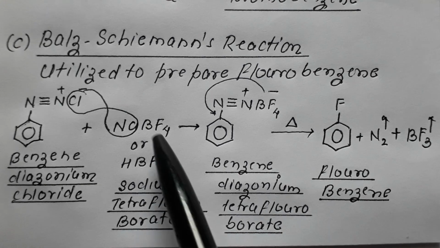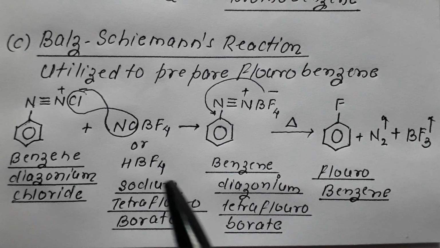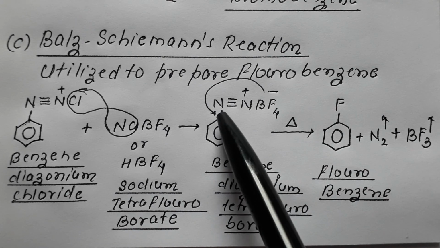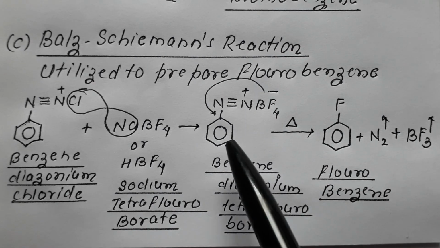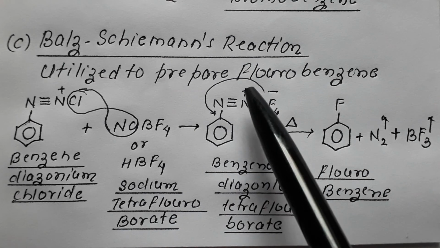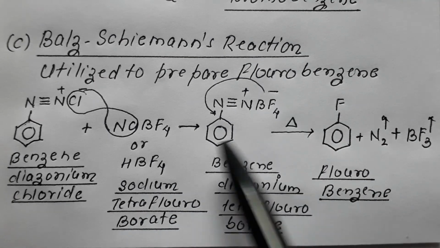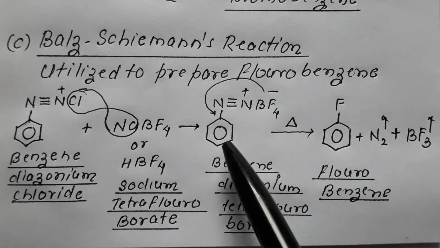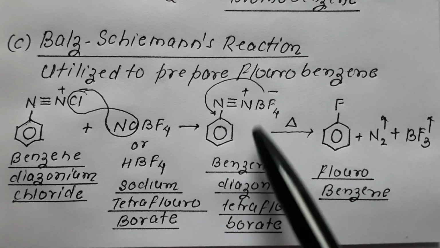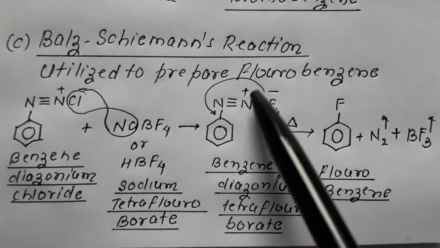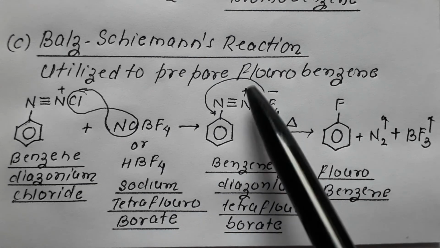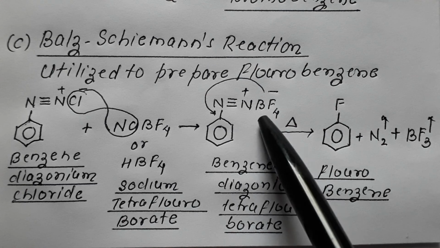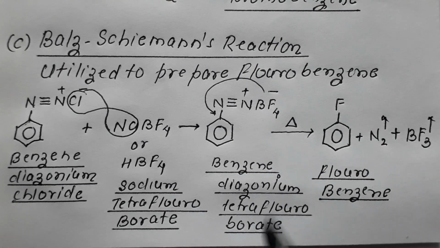And this BF4 comes to the molecule and hence it results in the formation of a benzene ring with N triple bond N having a positive charge, and this BF4 with one minus charge attached. So it results in the formation of benzene diazonium tetrafluoroborate, BF4.